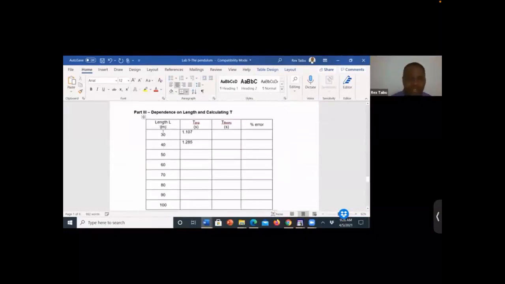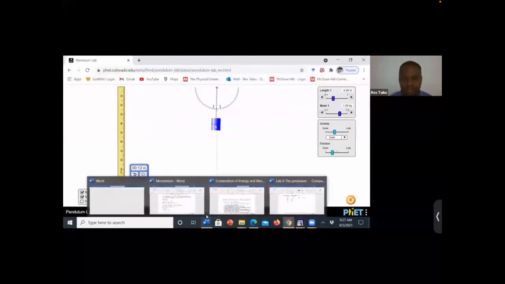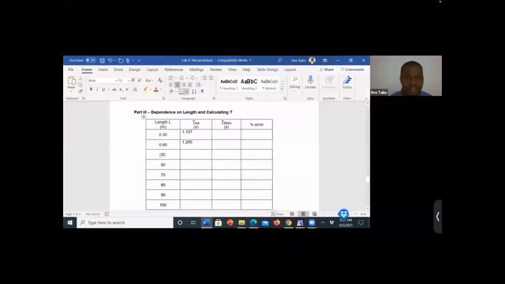We can make these ones meters actually. Let me see. No, that's fine. But I think some of you will be confused, so let's make it meters. That's how the simulation has it. So to avoid confusing others, let's just put this in meters. These are in meters, so you don't have to worry about converting.